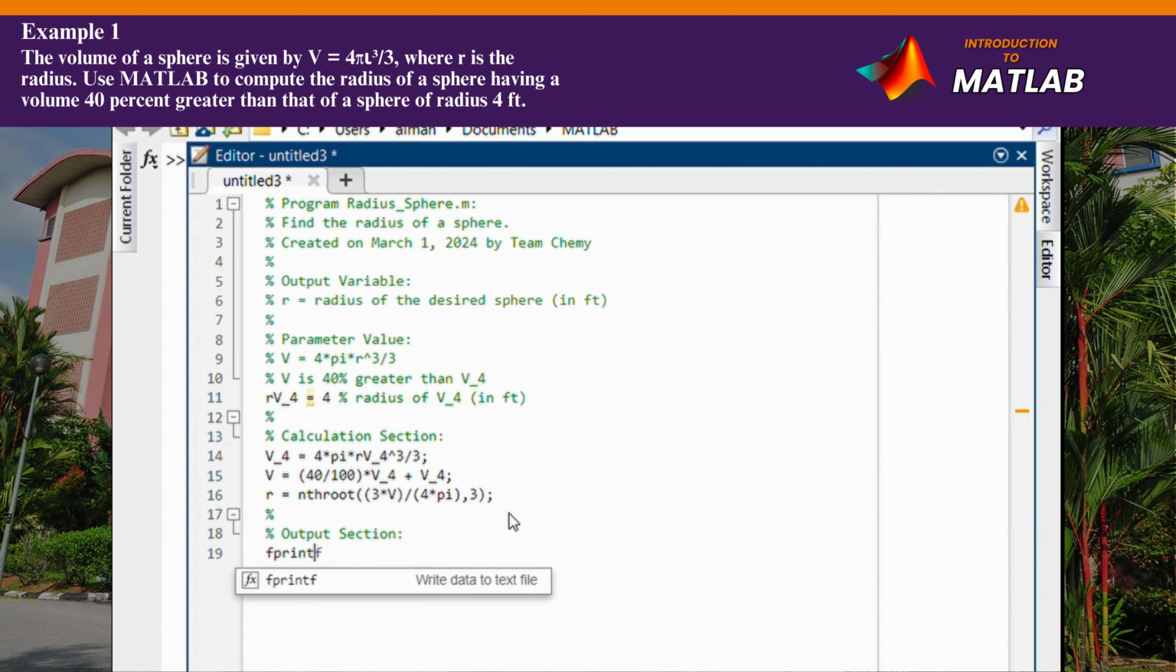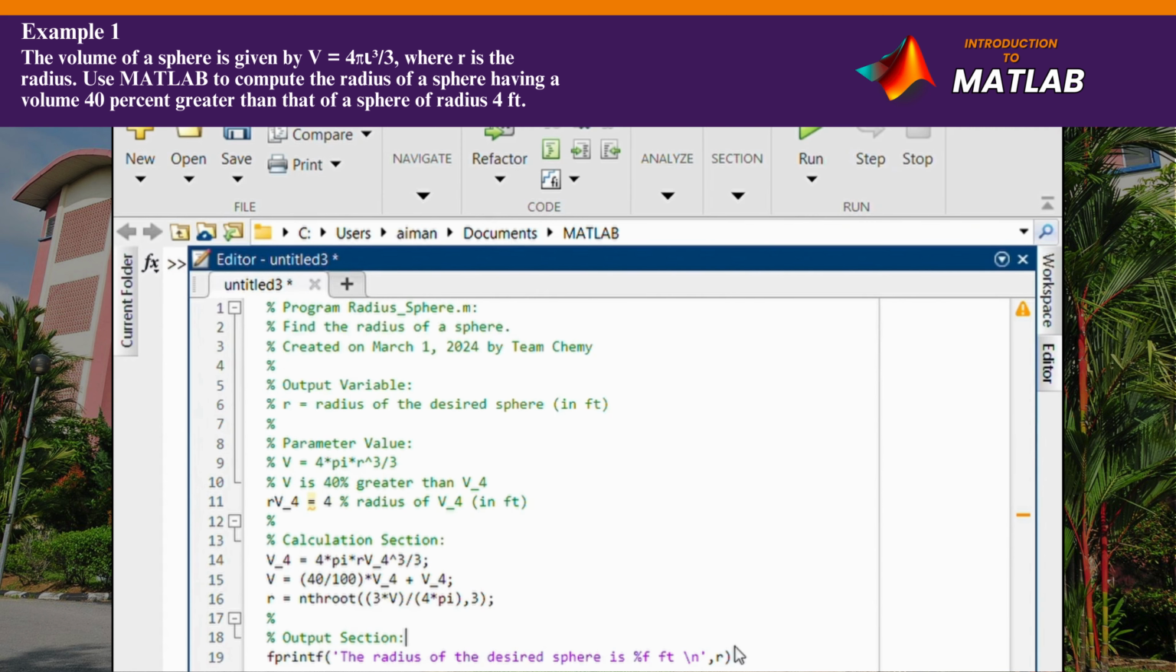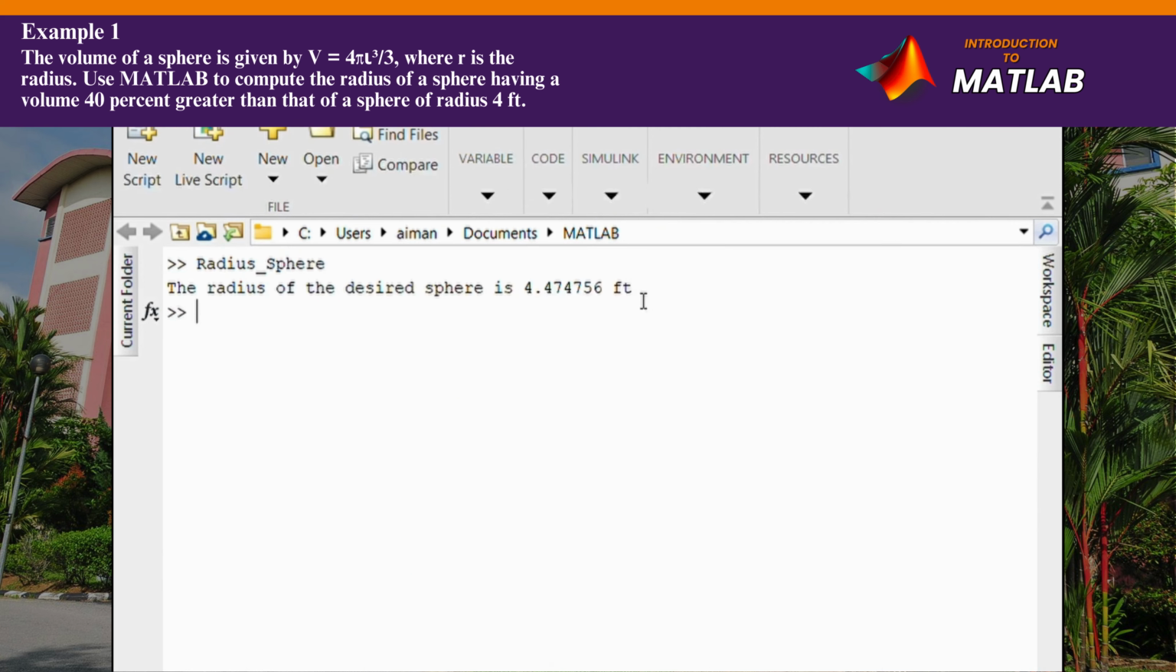For the output section, we can use fprintf function to display our output nicely. In the bracket of fprintf function, put the apostrophe and write what you want to display. To display a value, you can put %f like this, and after you close the apostrophe, put a comma, and put the variable to replace the %f. The \n symbol is to make a space below this display to make it more proper. After finish coding, click Run to run the code and get the result.